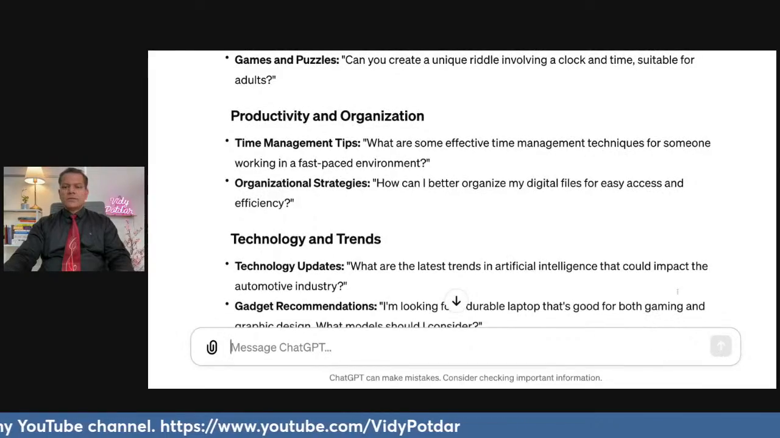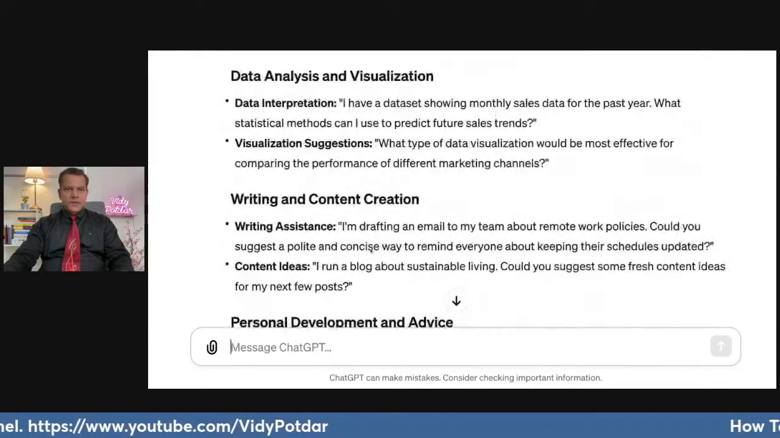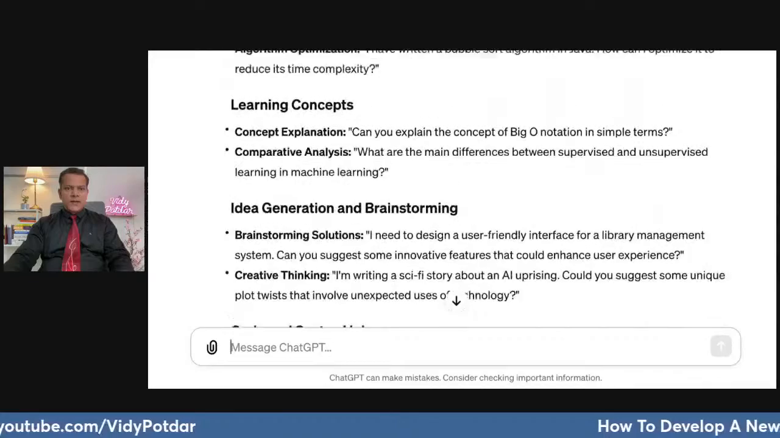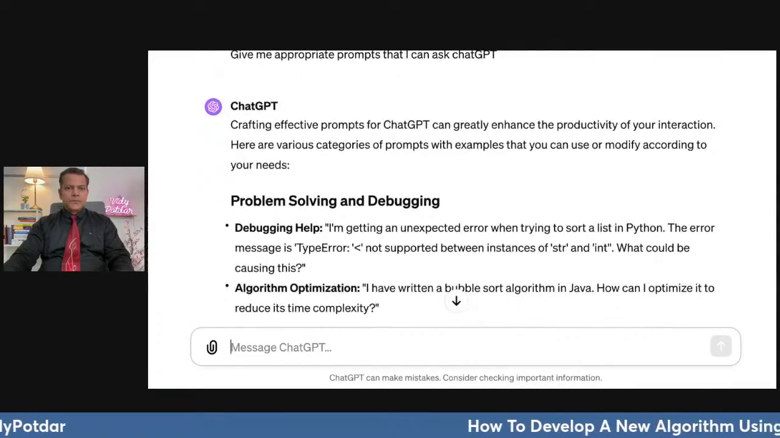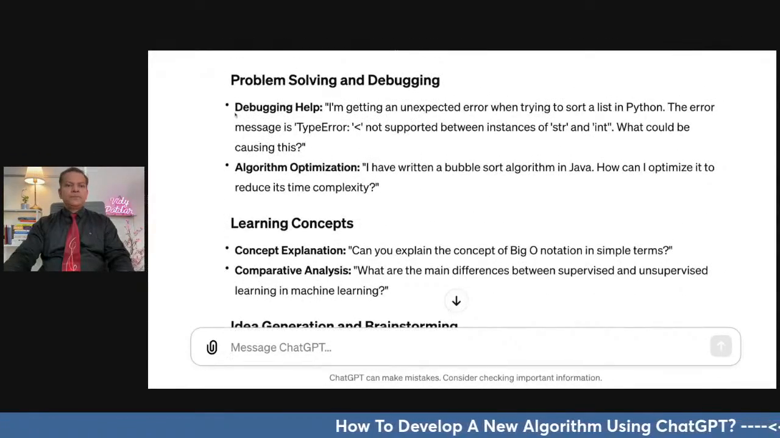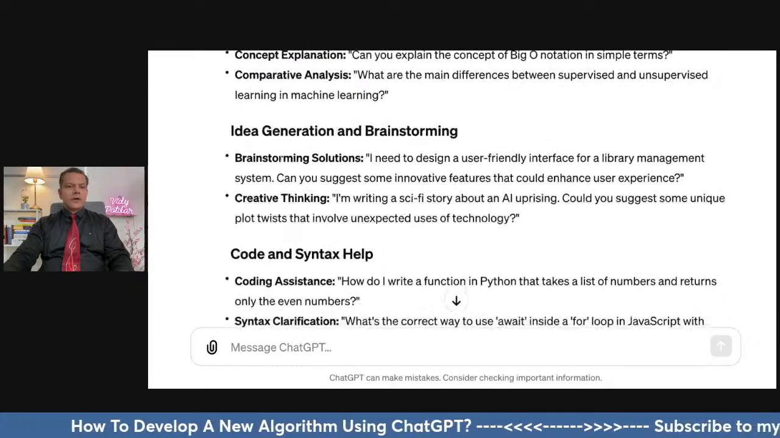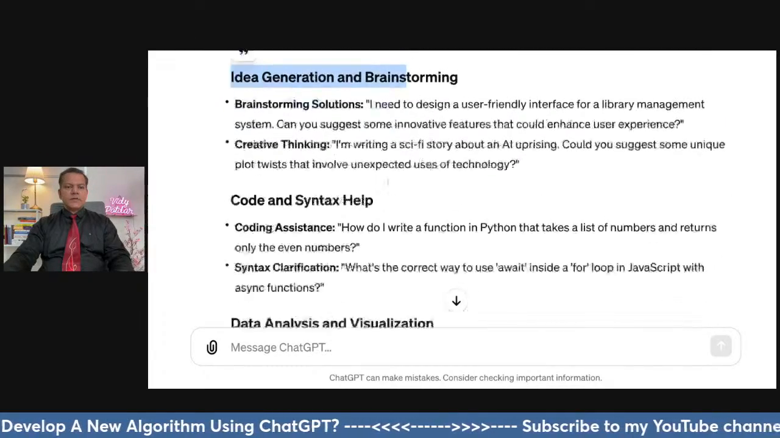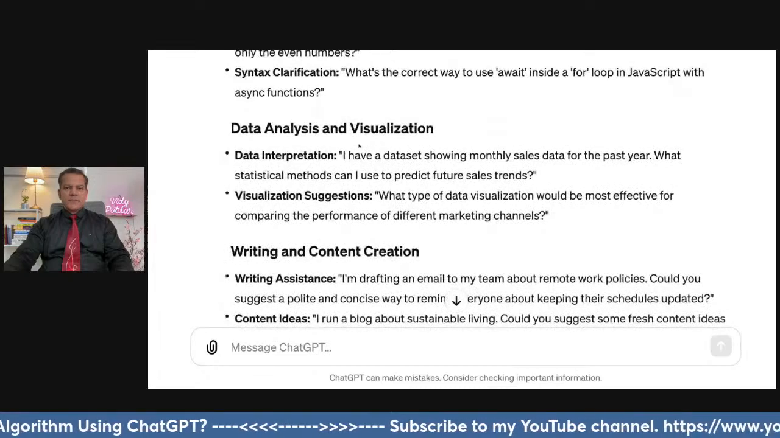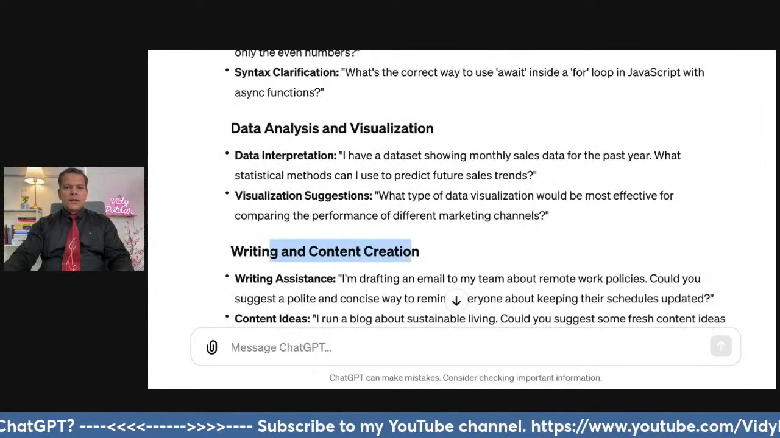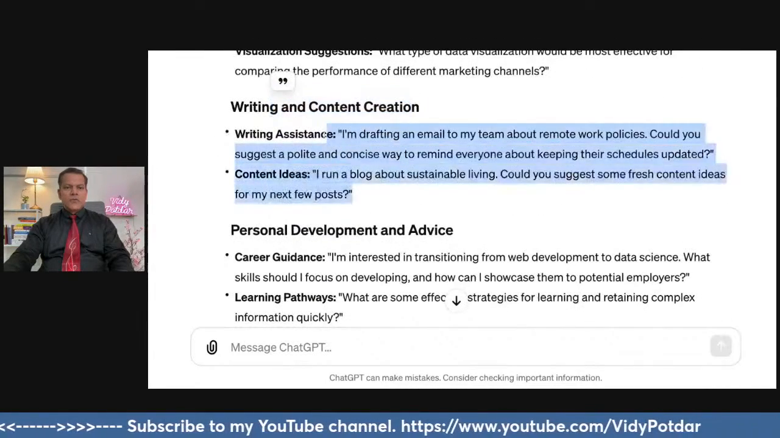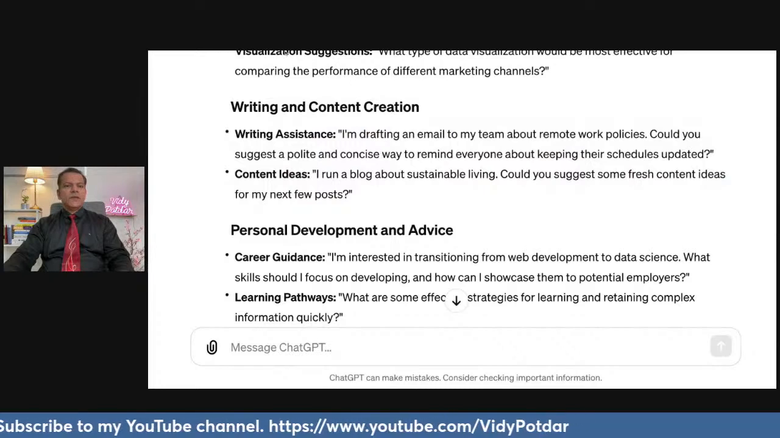Okay, I think this is hallucinating here now. So it started working quite well till here, and then it started going on a tangent here. Idea generation and brainstorming, code and syntax help is okay. This writing and content creation, this is where I think it went off the chart. Let's change the prompt.